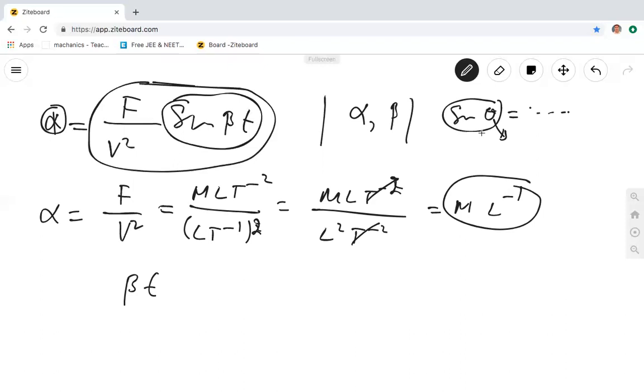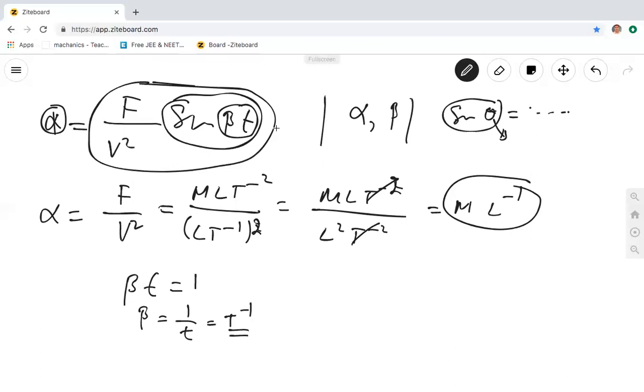Sine theta is also dimensionless, angle is also dimensionless, I just told you. Sine theta is dimensionless, theta is also dimensionless. So what about beta t? Also dimensionless. What about beta? 1 by t, T minus 1.